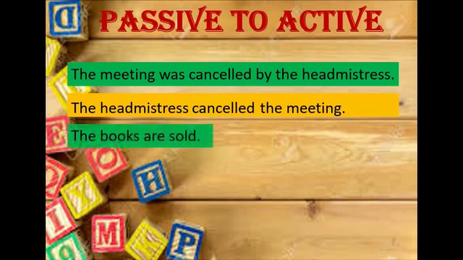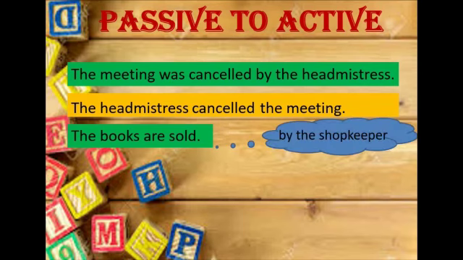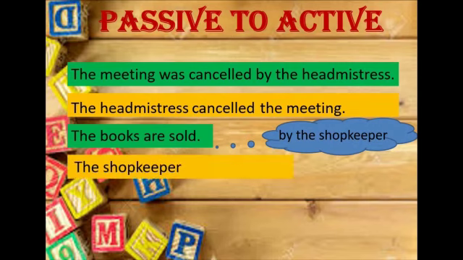The books are sold. Now there we don't have "by whom". So if we do not have the subject here, we have to add that subject ourselves, by the shopkeeper. So the most obvious subject is the shopkeeper. So we'll add it ourselves and we'll write: The shopkeeper sells the books. Because this is simple present tense, "are" is used in simple present tense, so "sold" will be converted into the first form of the verb. As shopkeeper is singular, we'll write "sells" here.